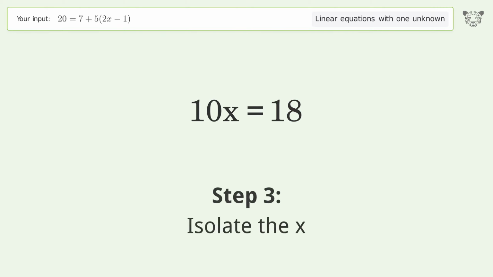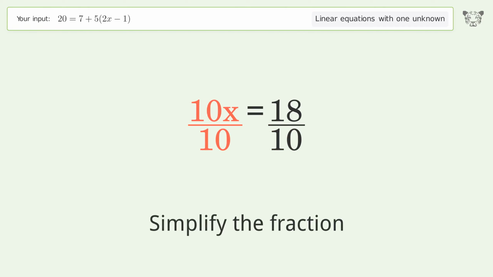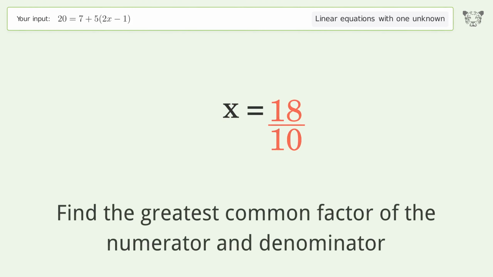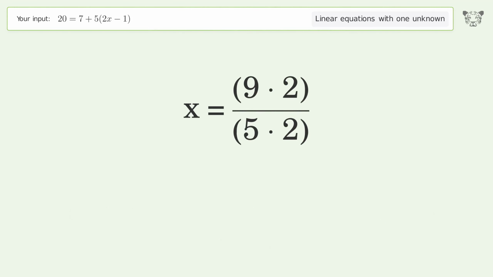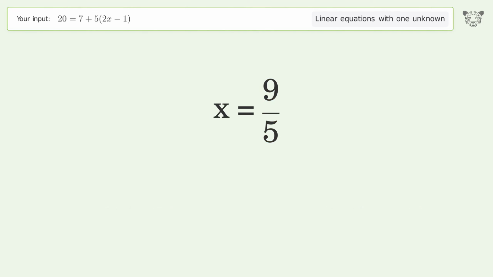Isolate the x. Divide both sides by 10. Simplify the fraction. Find the greatest common factor of the numerator and denominator. Factor out and cancel the greatest common factor. And so the final result is x equals 9/5.